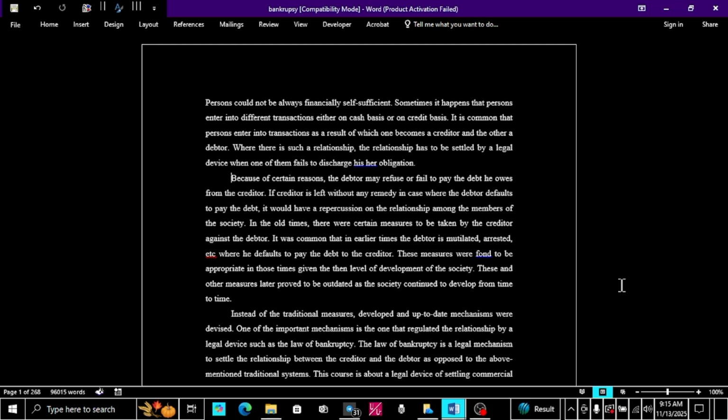Because of certain reasons, the debtor may refuse or fail to pay the debt he owes to the creditor. If the creditor is left without any remedy in case the debtor defaults to pay the debt, it would have a repercussion on the relationship among the members of the society. In the old times, there were certain measures to be taken by the creditor against the debtor. It was common that in earlier times the debtor is mutilated, arrested, etc. where he defaults to pay the debt to the creditor. These measures were found to be appropriate in those times given the then level of development of the society. These and other measures later proved to be outdated as the society continued to develop from time to time.